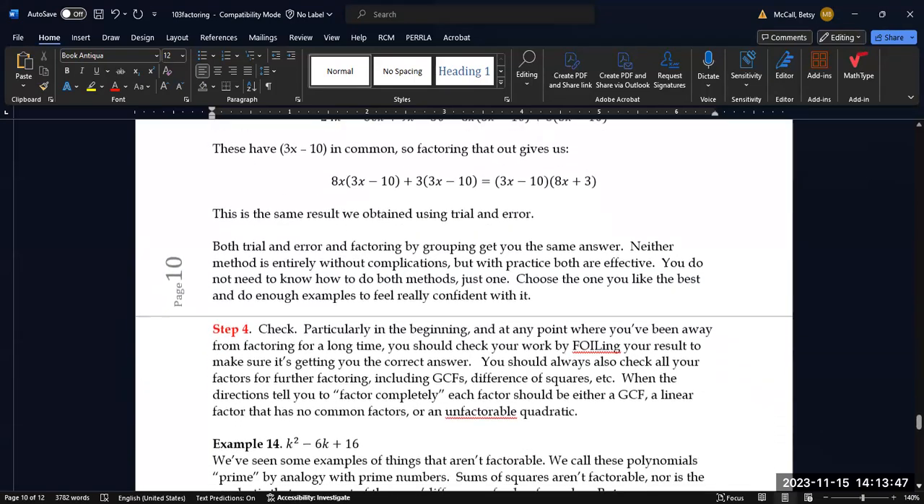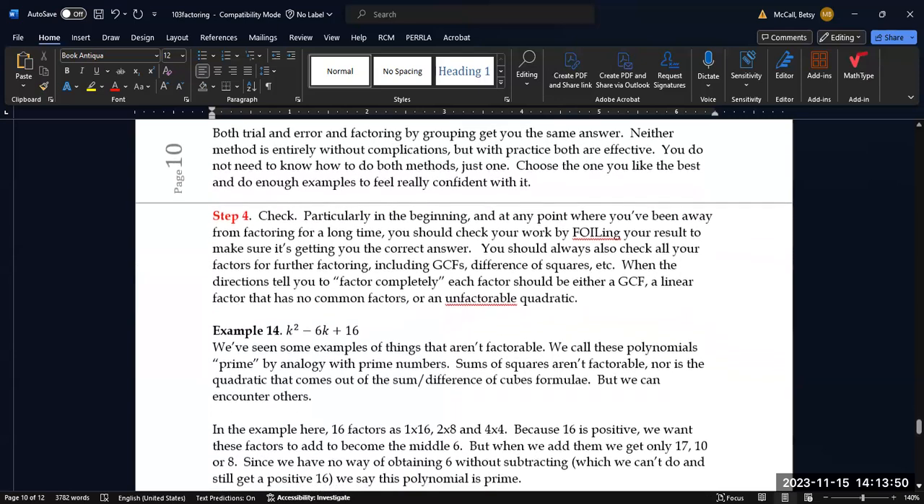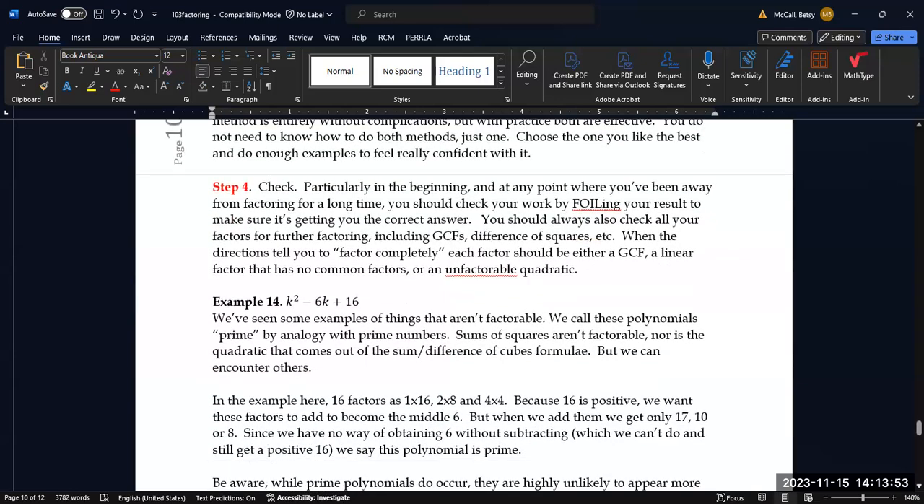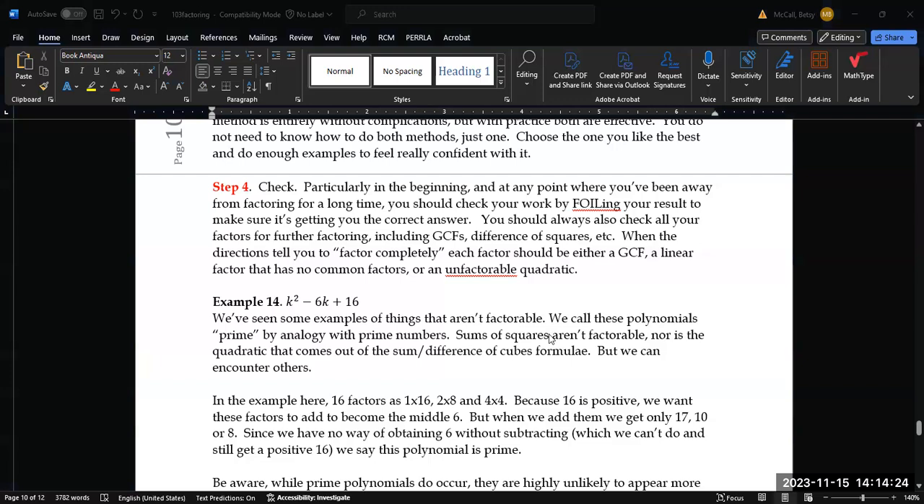And then finally, in step 4, you want to make sure that anything that you have left is in fact either linear or is not factorable. There are some types of expressions that we can't factor any further. We've seen some examples, like the sum of squares, which can't be factored any further. But there are other cases. These kinds of factors are referred to as prime, on the idea of prime numbers, that they don't have any other common factors.